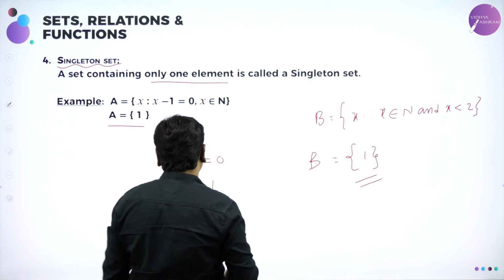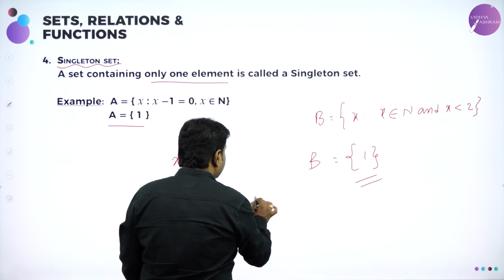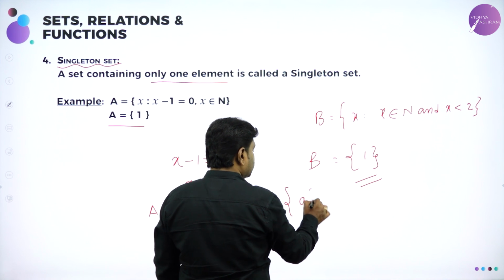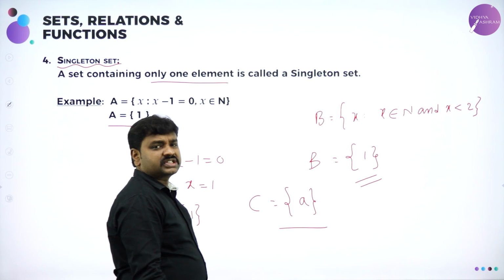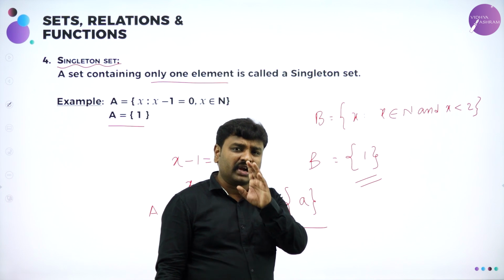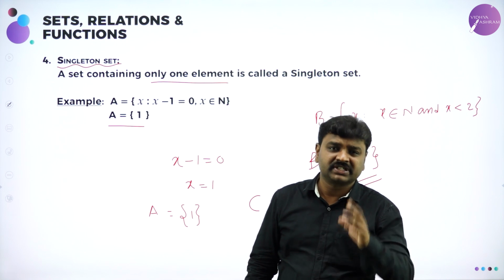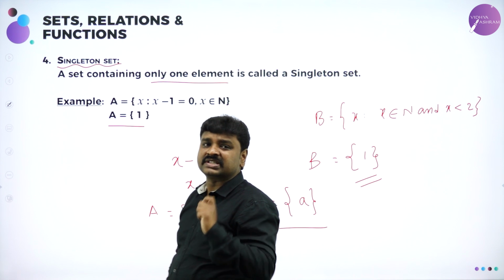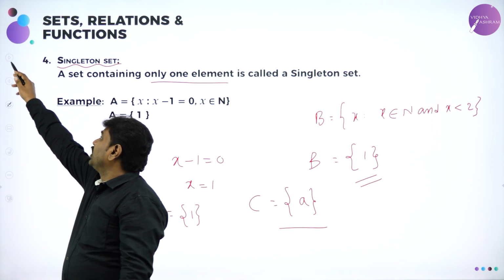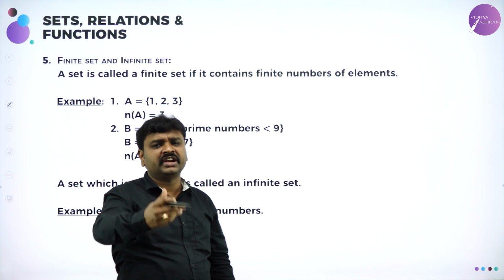What is meant by singleton? Any set containing one element. If I write set C is equal to {a}, this is also a singleton. What is a singleton? A set containing only one element is called a singleton. A set which contains only one element is called what? Singleton.